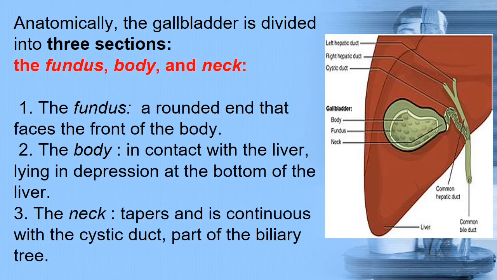The first part is the fundus. It is a rounded end that faces the front of the body. The second part is the body, which is in contact with the liver, lying in the depression at the bottom of the liver. The third part is the neck, which tapers and is continuous with the cystic duct, which is a part of the biliary tree. That is the end portion. So this is all about the parts of the gallbladder.